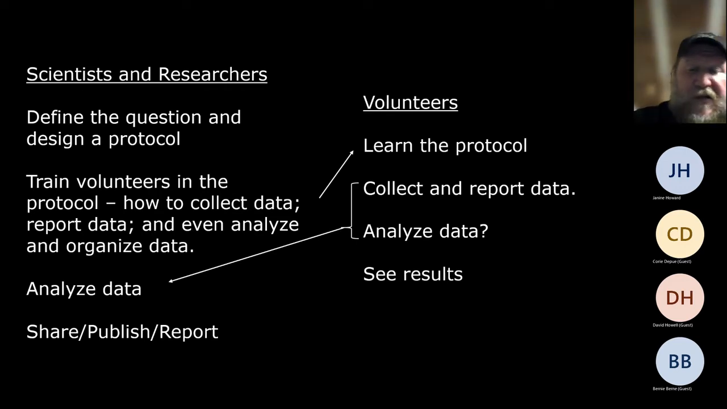And so that can be a big deal, because if you're a researcher, if you're a scientist, you can only be in one place at a time. But the more people you have helping you, and the more volunteers that can provide that information, the more chance you have to find the information that you want or that you need to answer your questions.